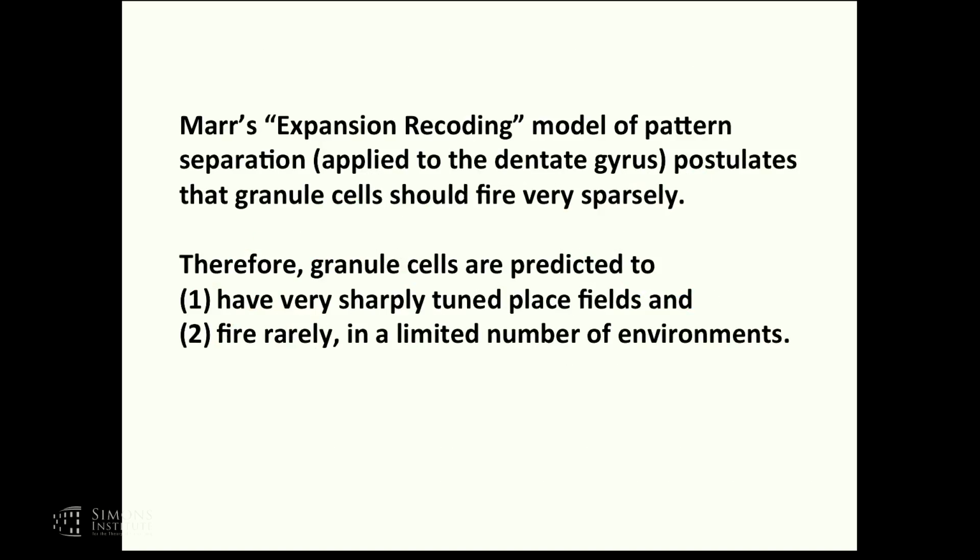As this idea was applied to dentate gyrus, it suggests that dentate gyrus granule cells should fire very sparsely. The fewer representations that each neuron is part of as a population code, the more memories you can store. And the prediction would be that they have very sharply tuned place fields in an environment, and they should fire rarely in a limited number of environments. So it's an explicit prediction of this idea that granule cells should fire in a very sparse manner.